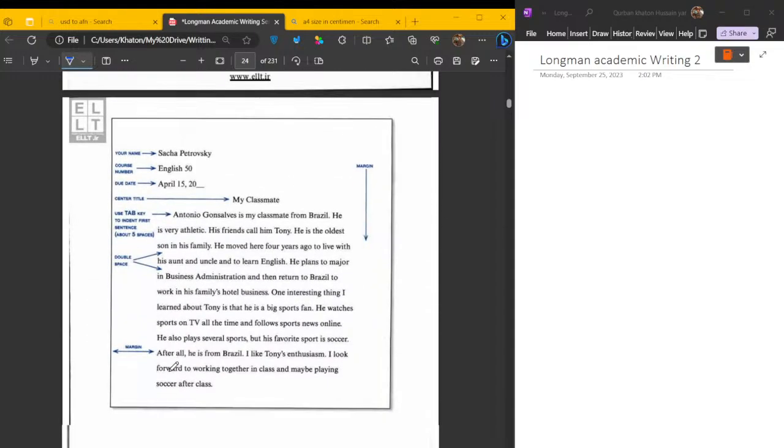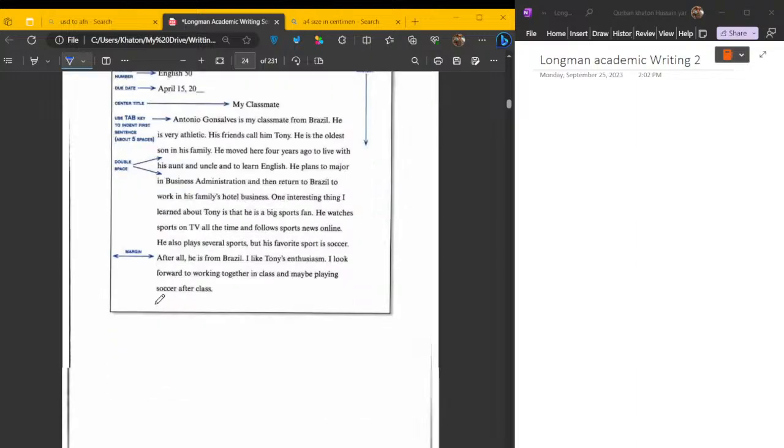So double space your paragraph. It is like this, you just double space it. This is 1 inch, this is 1 inch, whatever is written. This is the topic sentence, here is a classmate. The first line you type is indented, pressing the tab key.